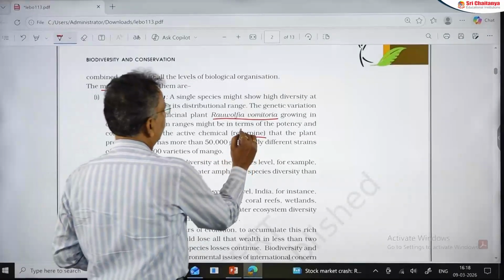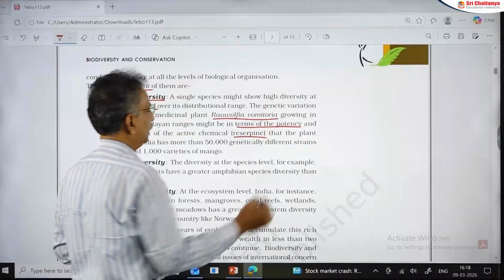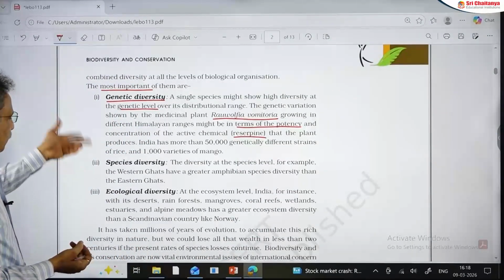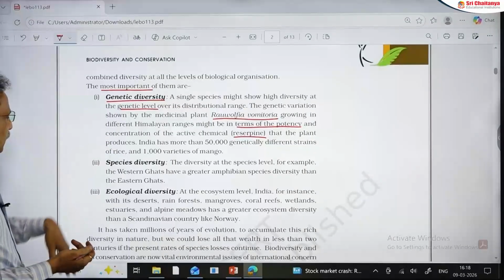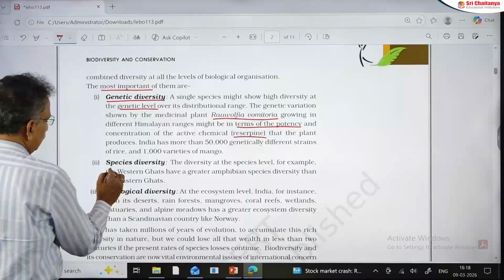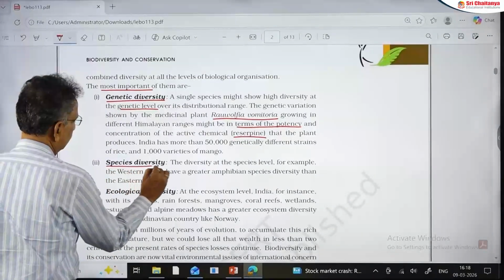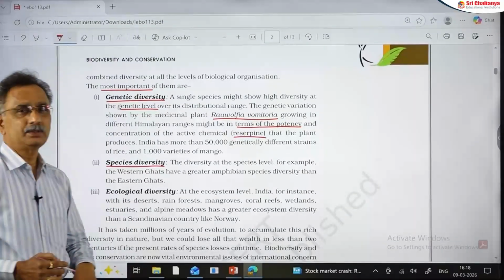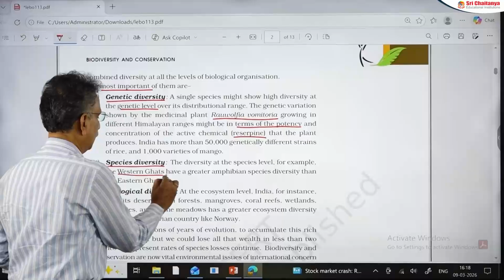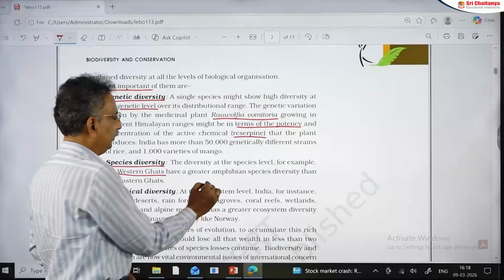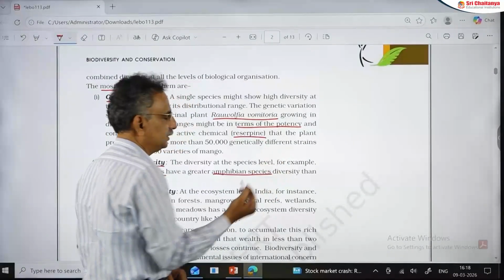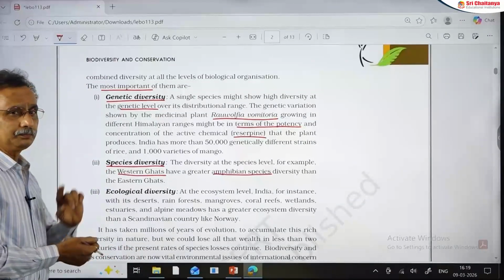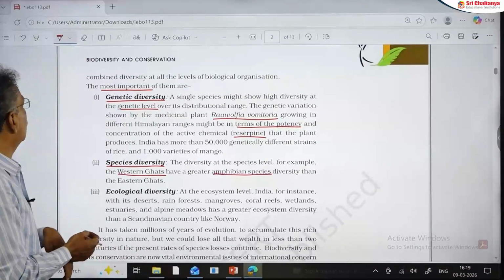So then where is the difference here? The difference is in terms of potency, right? And the differences regarding genetic diversity in India are given here, not to be concentrated on much within a short time. Species diversity is another level. Within India, the Western Ghats have the highest amphibian species diversity. Eastern Ghats are not having that.